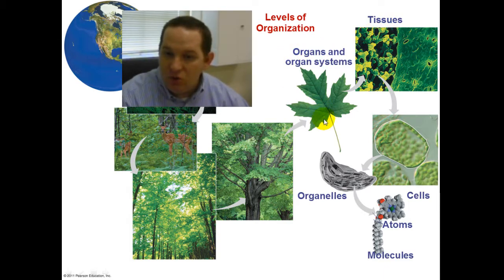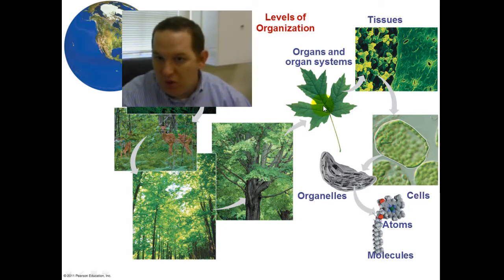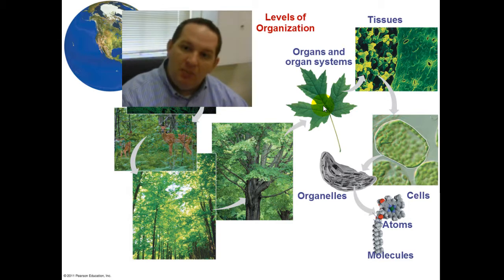Well, groups of tissues make up organs. In this case, you have the tree leaf as the organ. If we're talking about humans, you could have the stomach, you could have the intestines, you could have the heart. The leaf is analogous to our organs, like the heart that we would have as human beings. Then a group of organs would make up an organ system.